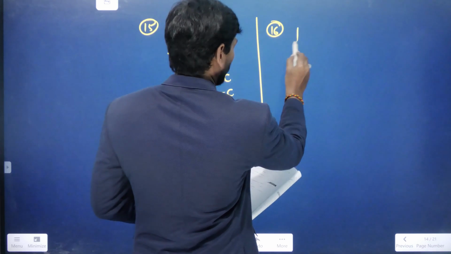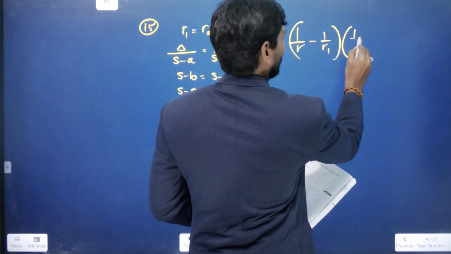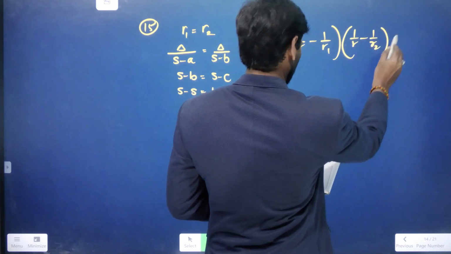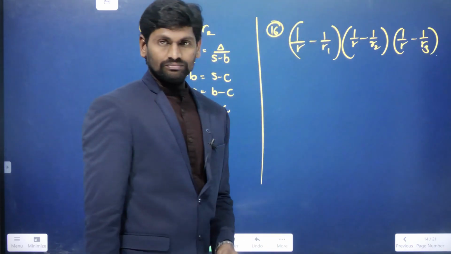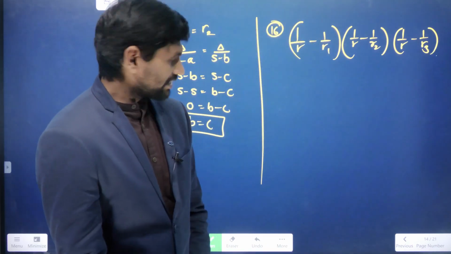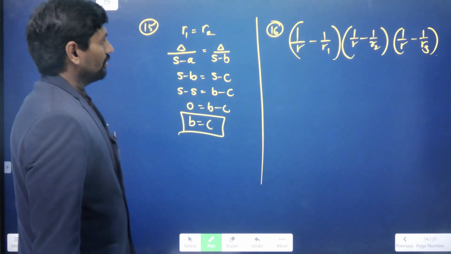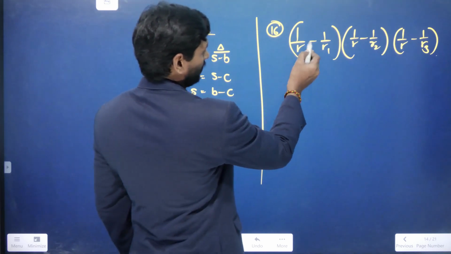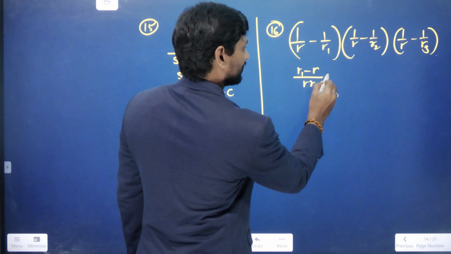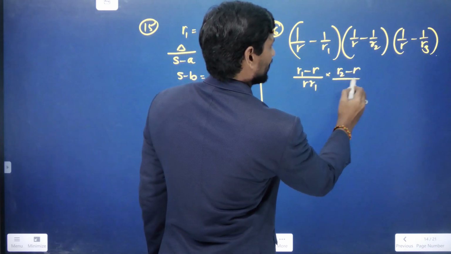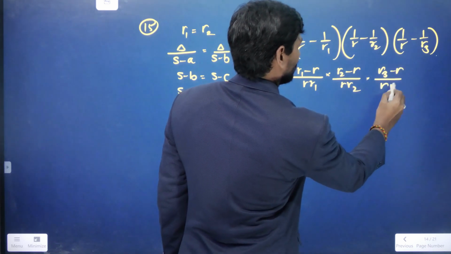That is 1 by r minus 1 by r1 into 1 by r minus 1 by r2 into 1 by r minus 1 by r3. The multiplication of three terms is given. So let us try to identify this. From here I can take the LCM like r1 minus r by r1 into r2 minus r by r2 and r3 minus r by r3.